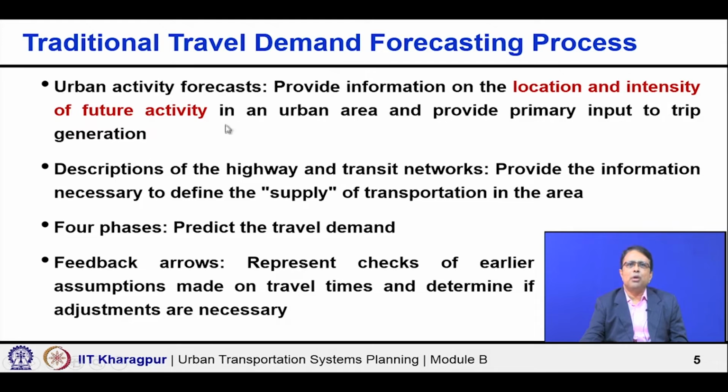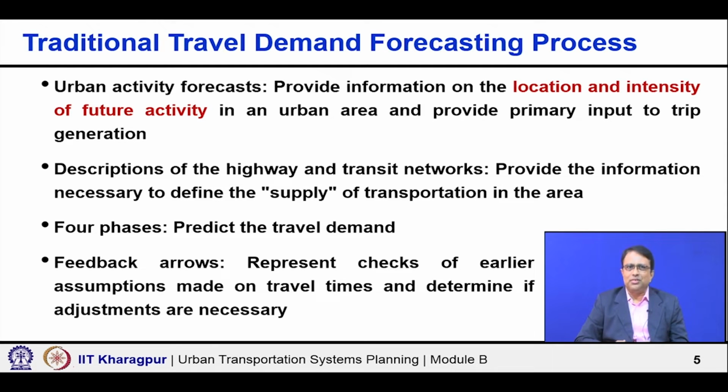So, the description of highway and transit network provides information necessary to define the supply of transportation in that area. What is the supply of transportation? As I said earlier, the supply relates to the transport network, right. And so, it defines the characteristics that are important for the 4-stage planning process, particularly the choice of destination, the choice of mode, the choice of route, right.